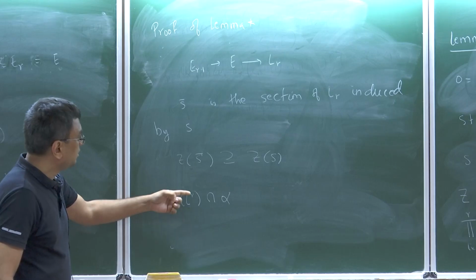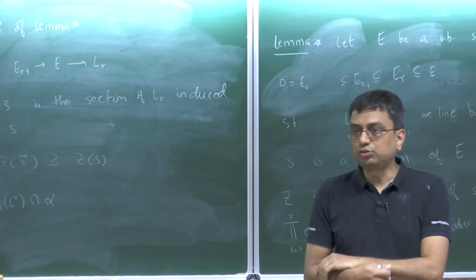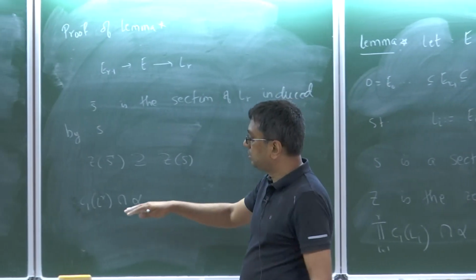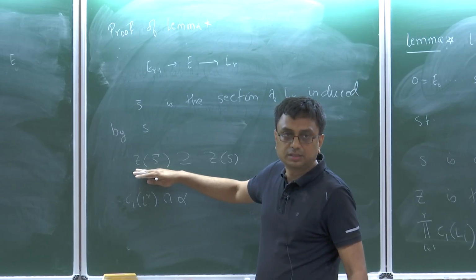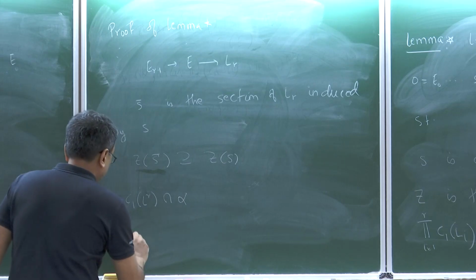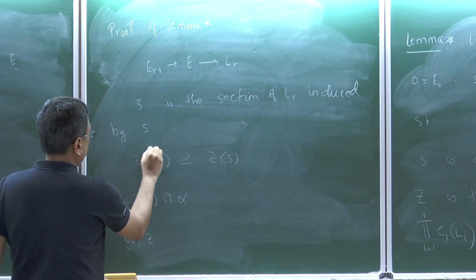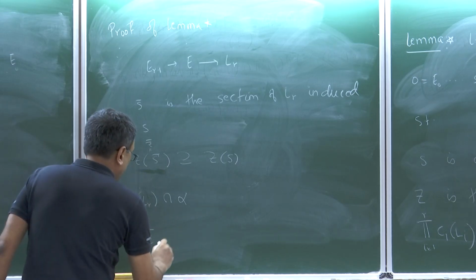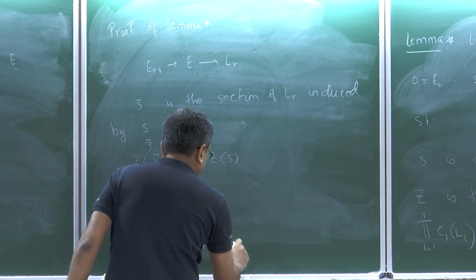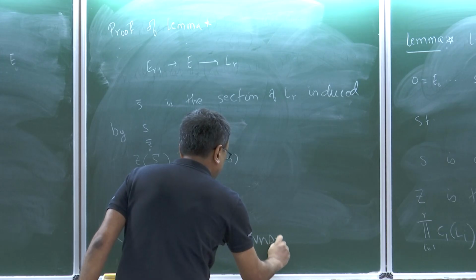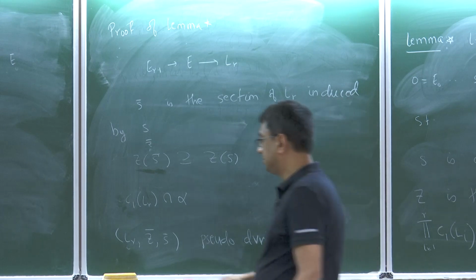You see, LR now has a section S, so it's a pseudo line bundle, right? It is going to be a non-vanishing section outside Z of S bar, right? So LR, comma Z, let me call this Z bar. So Z bar, comma S bar. This is a pseudo line bundle, pseudo divisor, and the support of the pseudo divisor is Z bar, right?